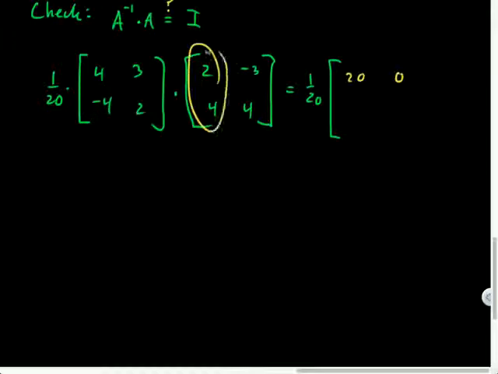Let's see, second row, first column. Negative 4 times 2 is negative 8. Plus 2 times 4 is 8. That's 0. And let's see, negative 4 times negative 3 is 12. Plus 2 times 4 is 8. 12 plus 8 is 20. And I think you guys can see that when I multiply 1/20th by all of those, I do in fact get 1, 0, 0, 1.